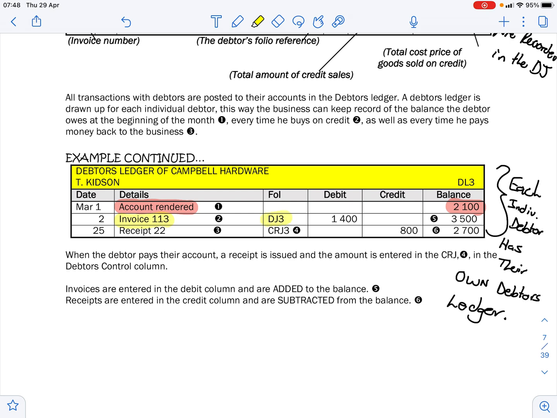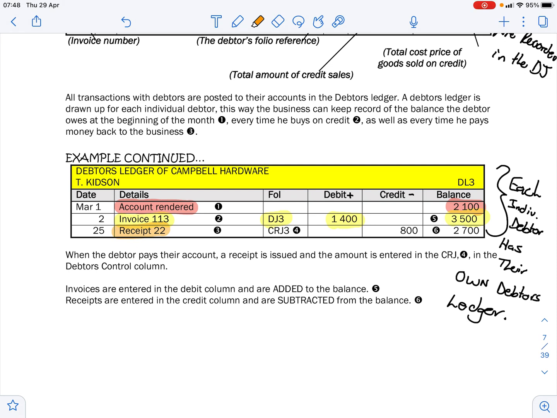The folio column, where have we gotten that information from? From debtors journal number 3. And T. Kitson bought for a further 1,400 Rand. So in our debtors ledger, when increasing, we put it on the debit side. When the balance decreases, we put it on the credit side. If we take 2,100 plus 1,400, it leaves us with a new balance of 3,500.